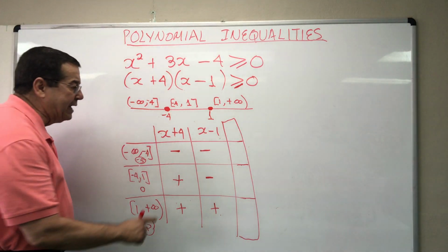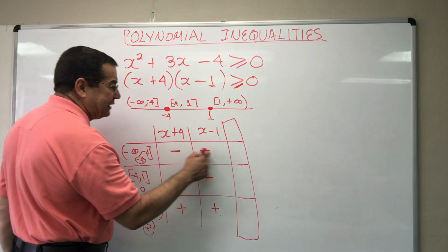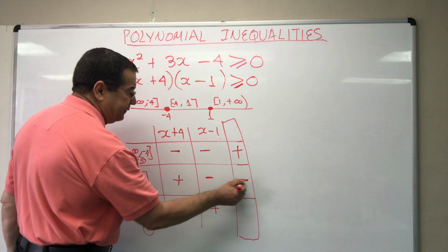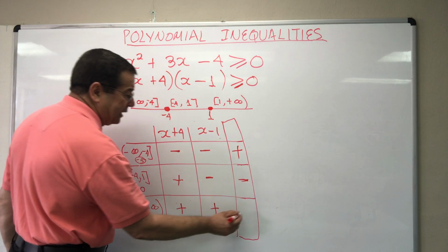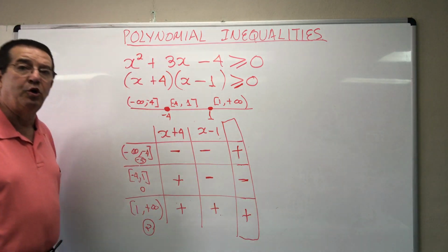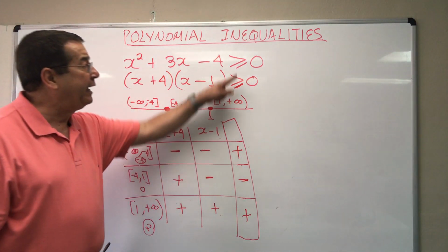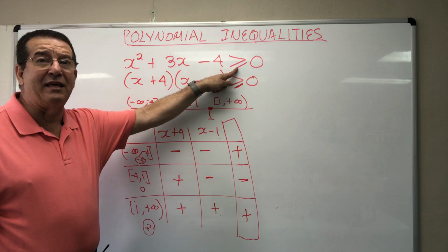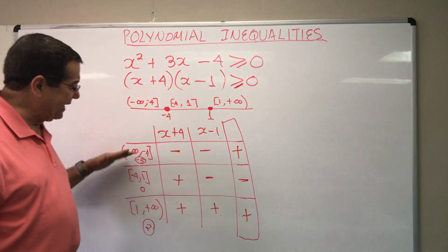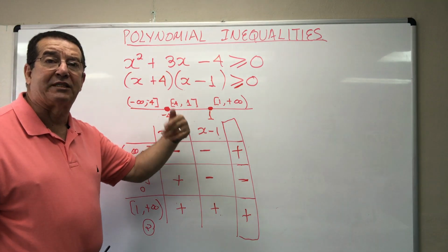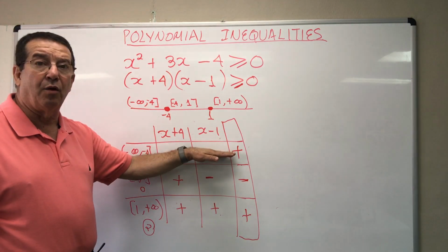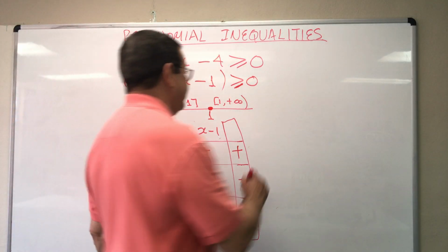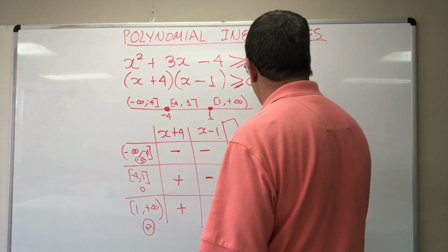When you multiply now, negative times negative is positive. Positive times negative is negative. And positive times positive is positive. The solution I need to find is greater than or equal to 0. What is the interval where the polynomial is positive, in this row and in this row? How would I write the solution? You write, the solution is x below negative 4 or above 1.